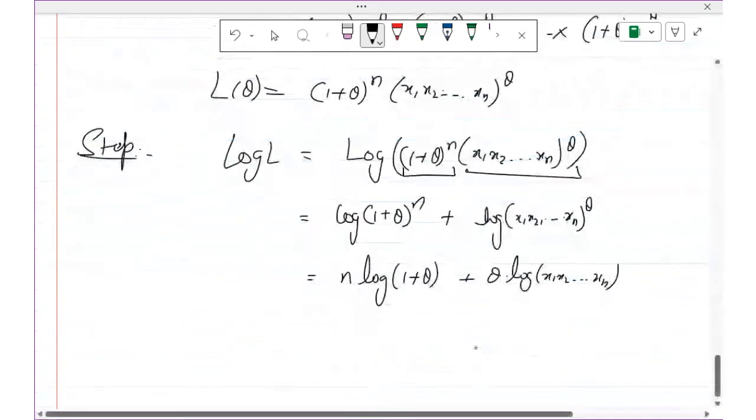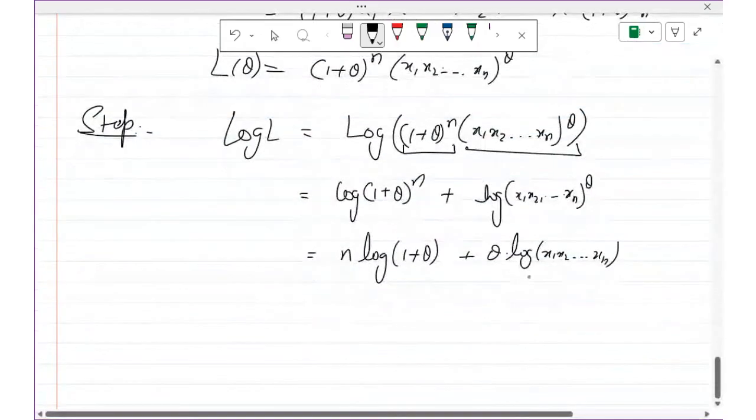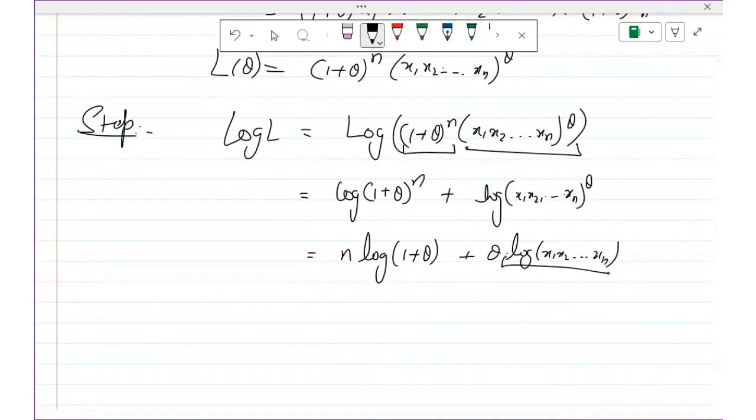Students, here we can further apply the property of log, so log of x1 into x2 into so on xn is equal to log of x1 plus log of x2 and so on plus log of xn. But this is not required. Why is it not required? Basically, we want to find the estimator for theta, so we will take the derivative with respect to theta. This x1, x2, xn has no role in the derivative. Our main purpose is to simplify the theta part. So now step 3.